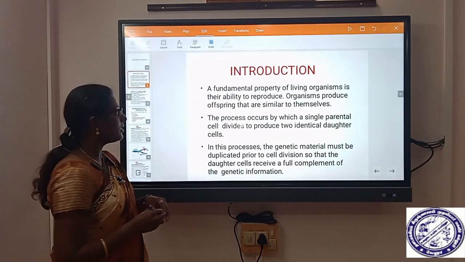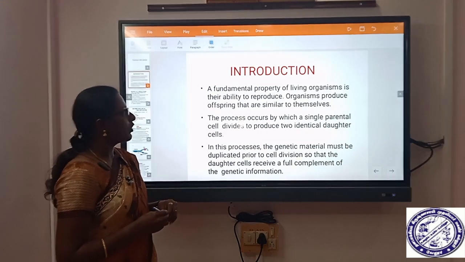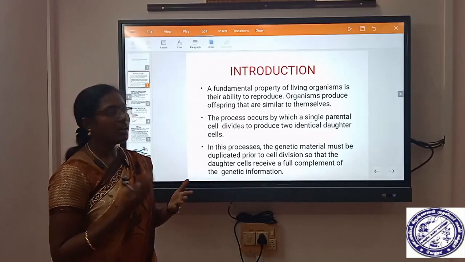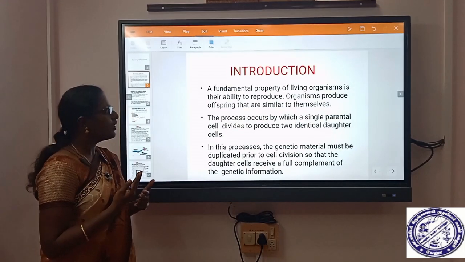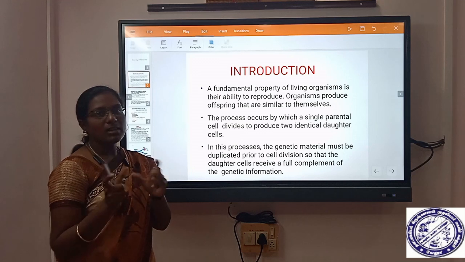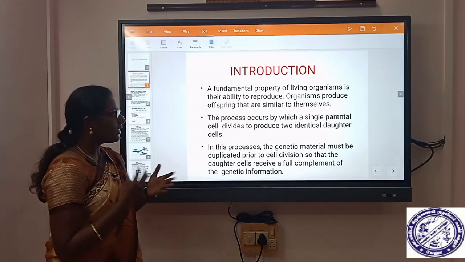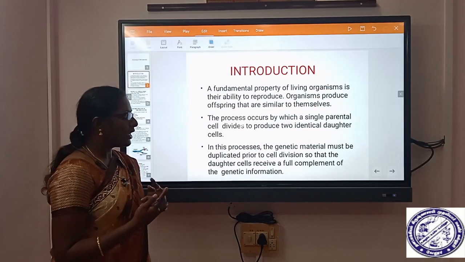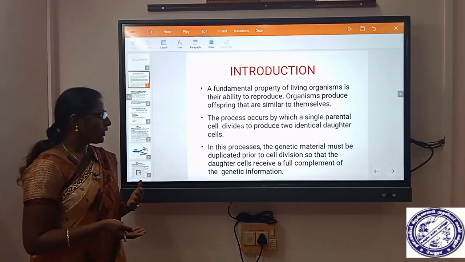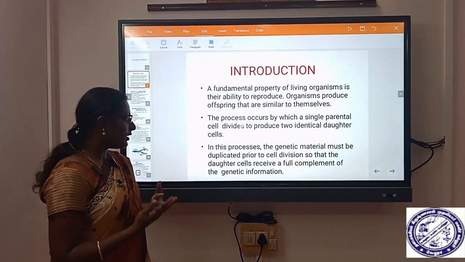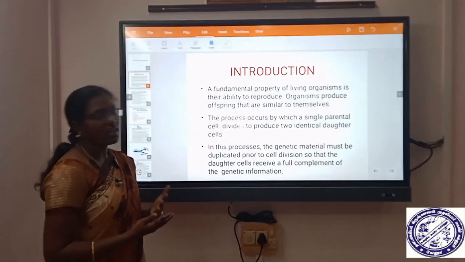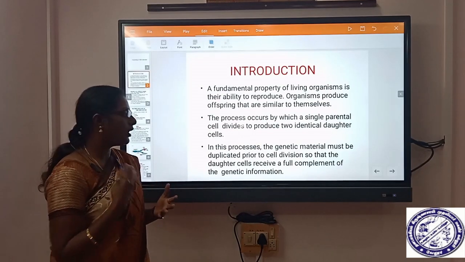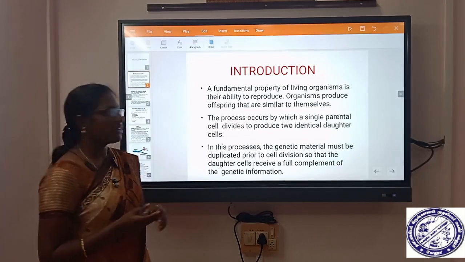Enzymology of DNA replication. The fundamental property of living organisms is the ability to reproduce, producing offspring with some similarities and differences. This occurs when a single parent cell divides and produces two identical daughter cells. The genetic material must be duplicated prior to cell division, so that the daughter cells receive a full complement of the genetic information.